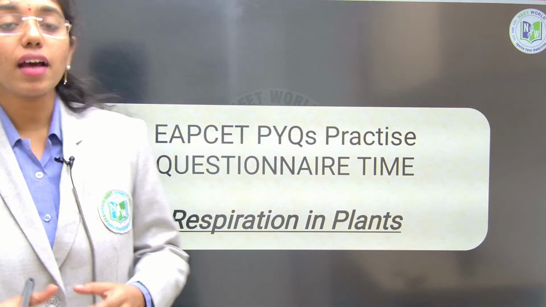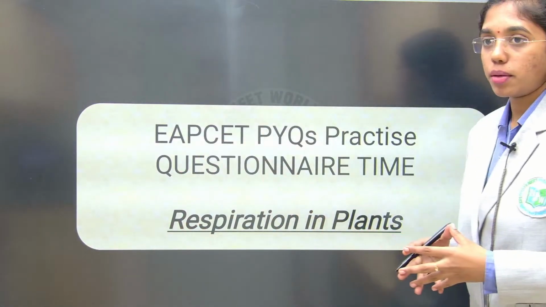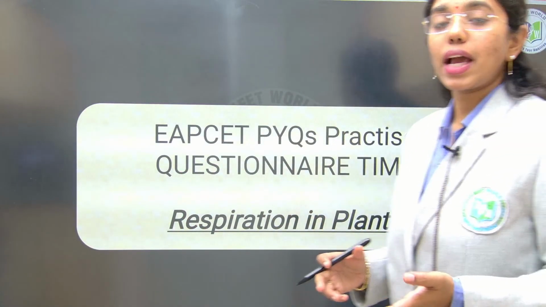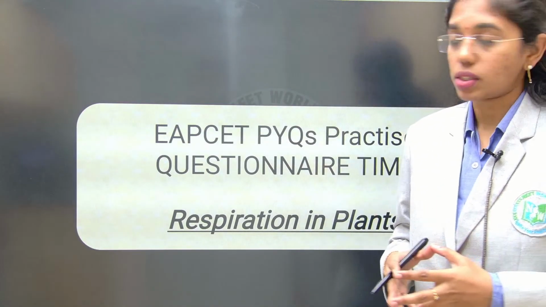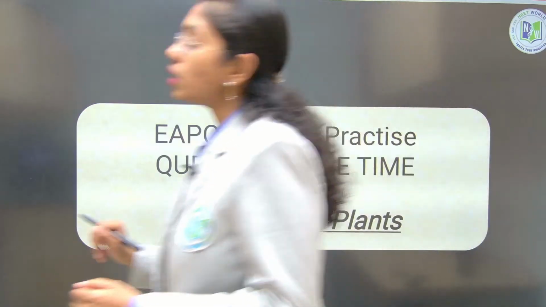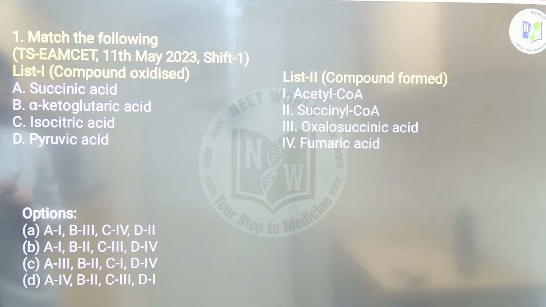So here we are in our EAPCET PYQ practice of the chapter Respiration in Plants. In our previous class, we dealt with photosynthesis in higher plants EAPCET PYQ exercise, and now we are going to start with respiration. Look at the first question, which is a match the following type of question.